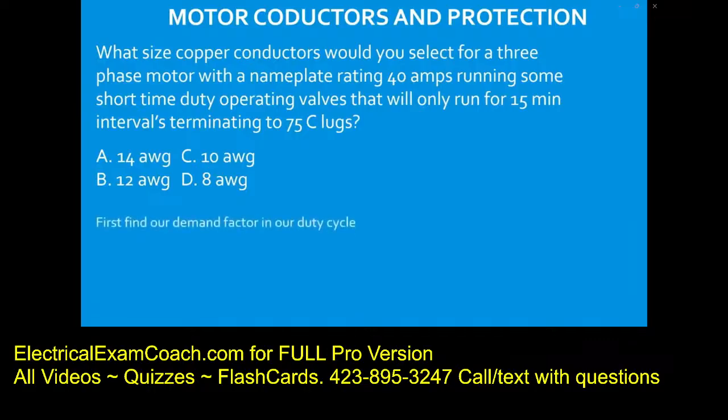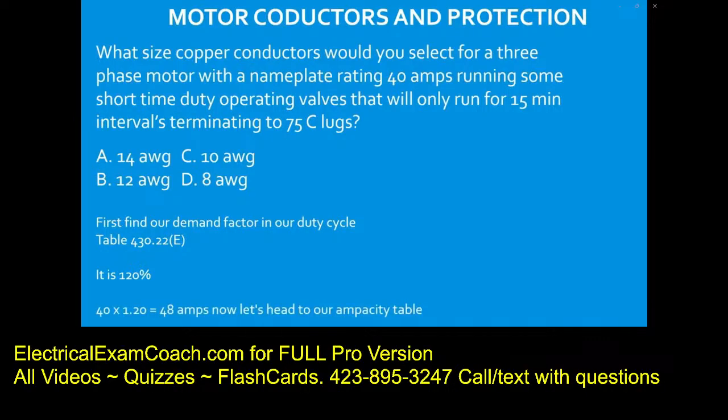So we see that there's something going on here, and we recognize that it's a duty cycle question. We're going to head to our demand factor table for duty cycles. It's 430.22(E). Then starting on the left-hand side, we're going to look for our situation. In this case, it's short-time duty operating valves. So when we find it, we come over and we tee off with our time, which is 15 minutes, and we're going to find a demand factor of 120%. Then we take our original 40 amps, multiply it by 1.20. Now we have 48 amps.